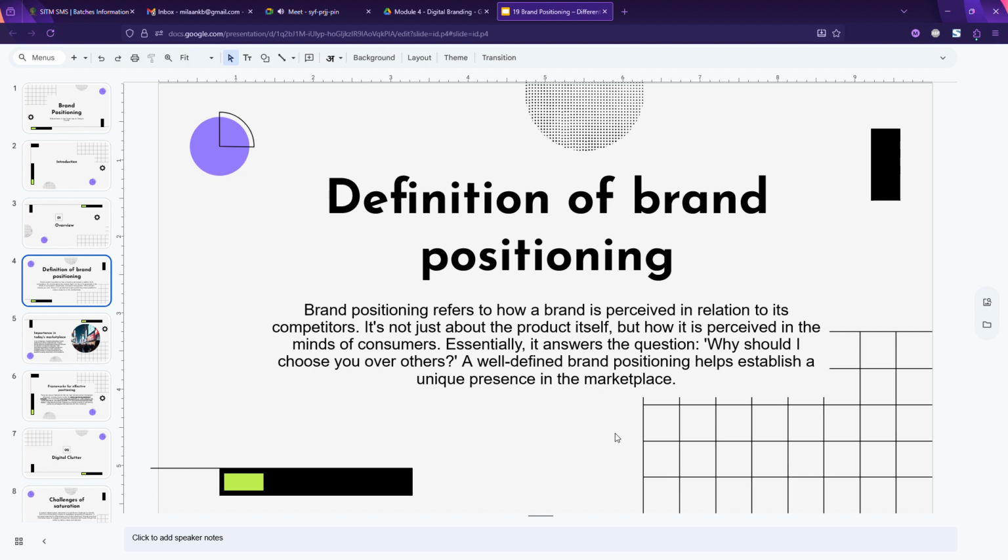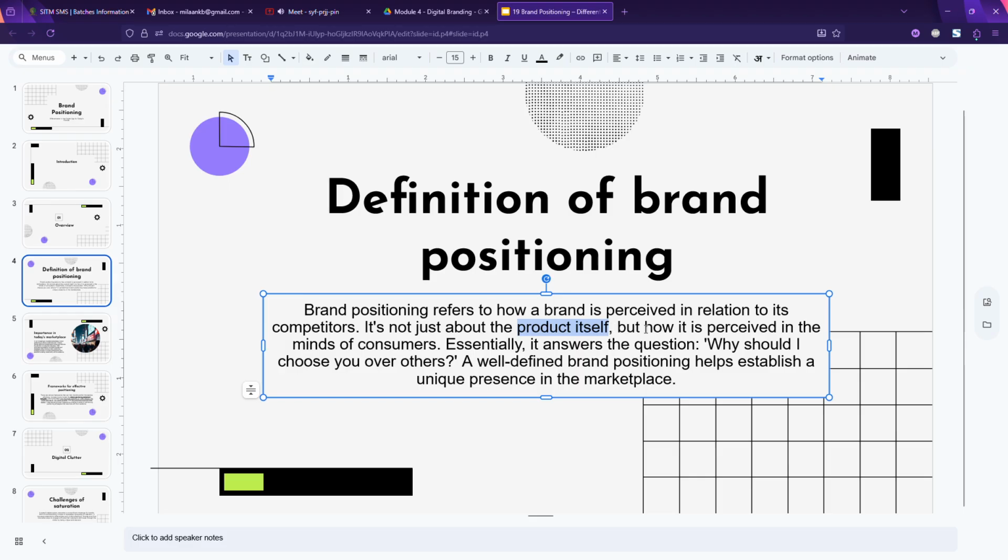If there are 10 baby products, then the new 11th baby product brand that we are doing, we will try to create the brand and then position it in a way that it looks different than the previous 10 already existing products. So brand positioning, it's not just about the product itself, but how it is perceived in the minds of consumers.